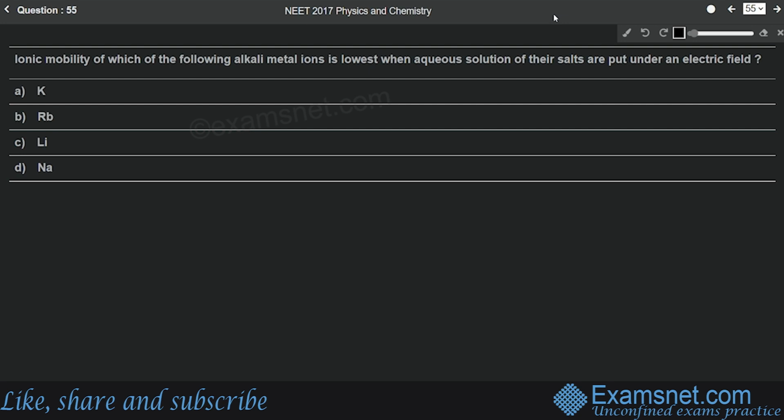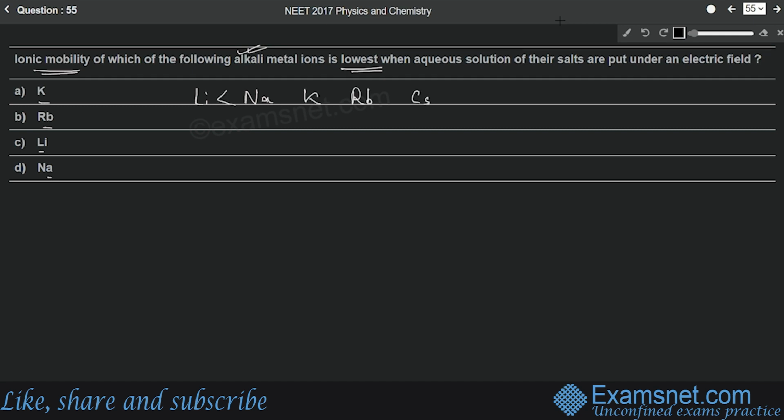Question number 55 is from the S block elements and the question is: ionic mobility of which of the following alkali metal ions is lowest when aqueous solution of their salts are put under an electric field. Options are potassium, rubidium, lithium and sodium. So all of these are alkali metals. Let's list down the alkali metals. We have lithium. Then if we move down the group, the next atom will be sodium, then potassium, then rubidium and at last cesium.